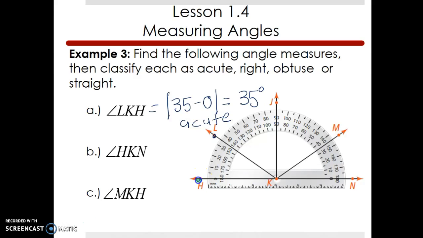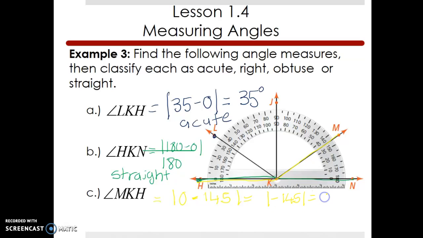Next one is H, K, N. So if you see it, it's 180 minus 0, which is 180, and that's going to give me a straight angle. The last one we're going to do for this one is M, K, H. So let's go from H this time. So it's 0 minus 145. Again, it is the absolute value of it. So it's the absolute value of negative 145, which is going to be 145. And that is going to give me an obtuse angle.